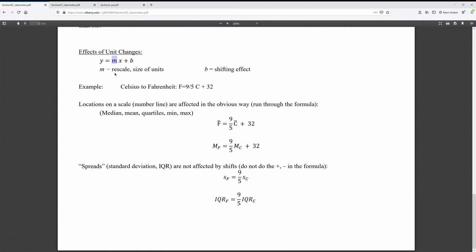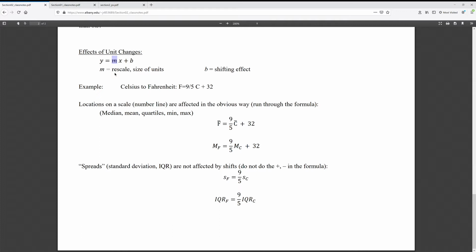If you go from feet to inches, then you multiply by 12. If you go from inches to feet, then you multiply by 1/12. Remember, multiply includes the possibility of divide, right? Dividing by 12 is the same as multiplying by 1/12. You go from yards to feet, you multiply by 3. You go from feet to yards, you multiply by 1/3, and so forth and so on and so on.